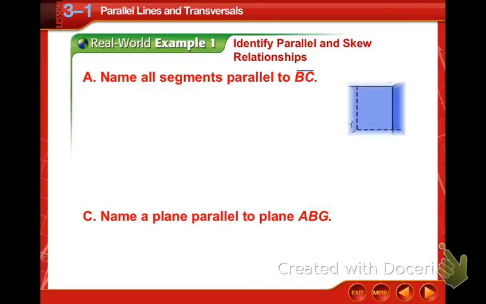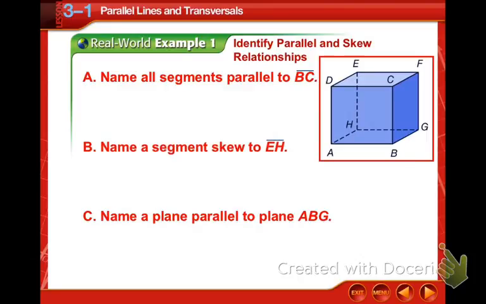So let's use this knowledge now. We have three questions here. We want to name all segments parallel to BC. And we want to name a segment skew to EH, just one. There's more than one. And we want to name a plane parallel to plane ABG. So first off, all segments parallel to BC. BC is this red line that I'm about to draw here, going straight up and down. So that means the other three lines that are up and down are parallel to that. So AD, EH, and FG. And that's it.